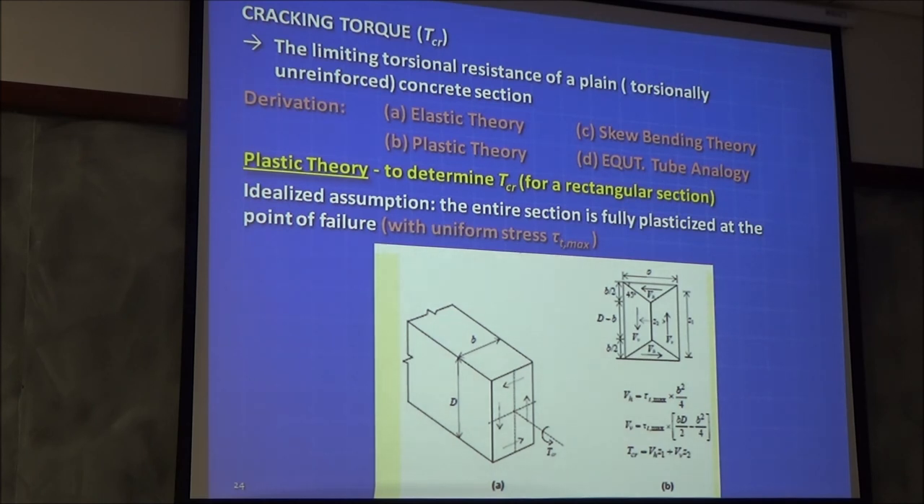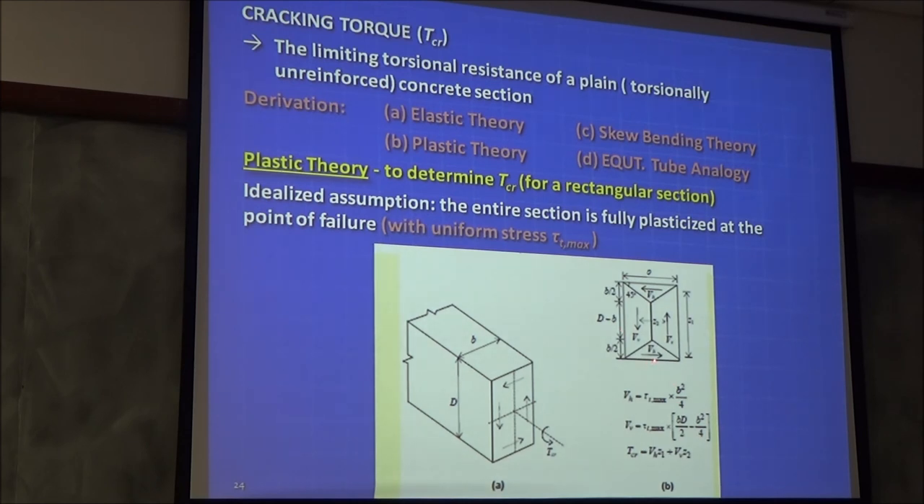But leave aside that volume, if you apply equilibrium, you'll find that, let's say, the net shear in the vertical direction is VB, the net shear in the horizontal direction is VH, and let's say that the size of this rectangle is B into D. Then if you assume a 45 degree angle here in this analogy, this will be B by 2 and this will be D minus B.